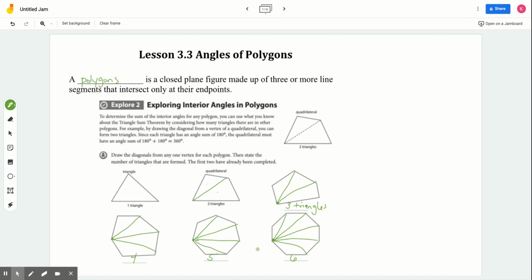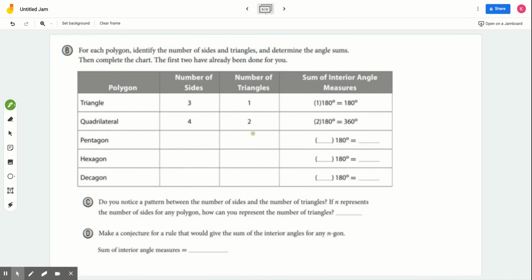Now, let's take a look at that a little bit further. So here, for each polygon, we can identify the number of sides and the number of triangles. Determine the angle sums, then complete the chart. The first 2 have already been done. So we know that a triangle has 3 sides. It is made up of one triangle. 1 times 180 is 180. For a quadrilateral, we know it has 4 sides, split into 2 triangles. 2 times 180 is 360.